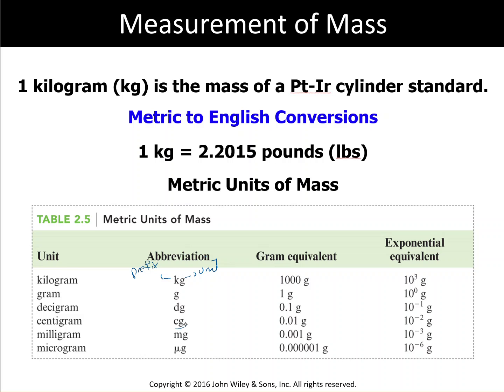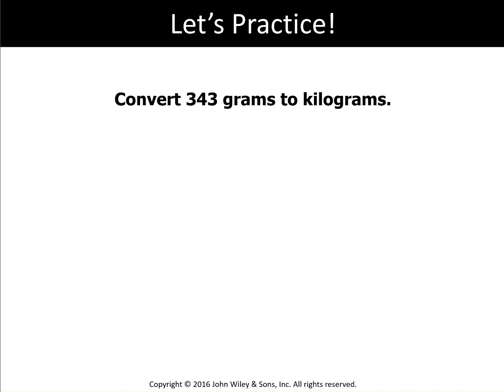Or let's say centigram, again gram is our unit and centi is the prefix. So again, keep in mind that each unit can be accompanied by a prefix. Now let's look at a couple of examples for the unit measurements of mass.